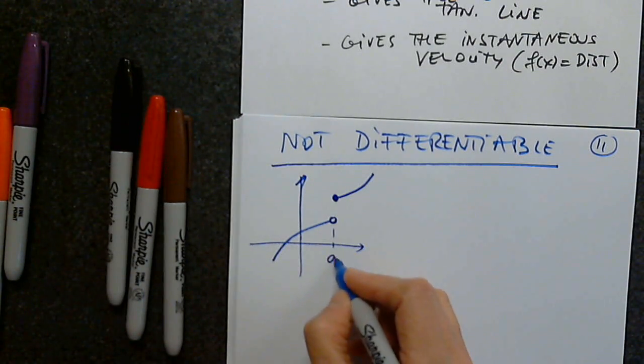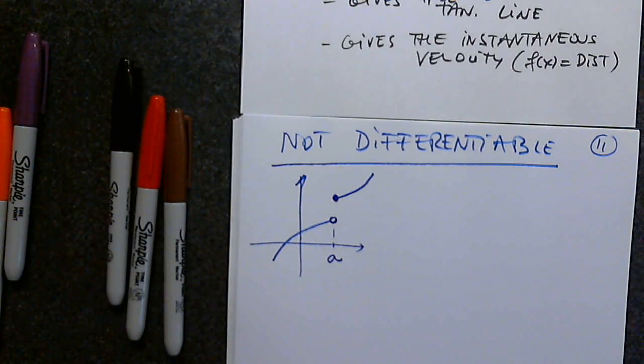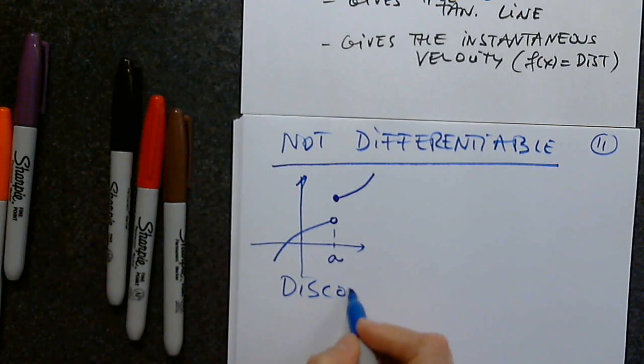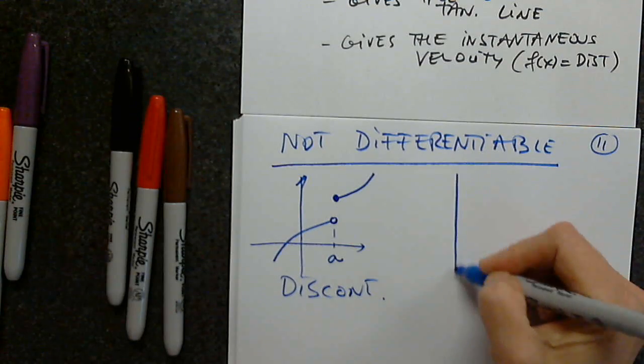So let's say this is a. I claim that this function is not differentiable at a, because it's not continuous. If a function is not continuous, it cannot have a derivative at that point. It's not differentiable at that point because it's discontinuous. If a function is not continuous, it cannot be differentiable. Here is another situation.